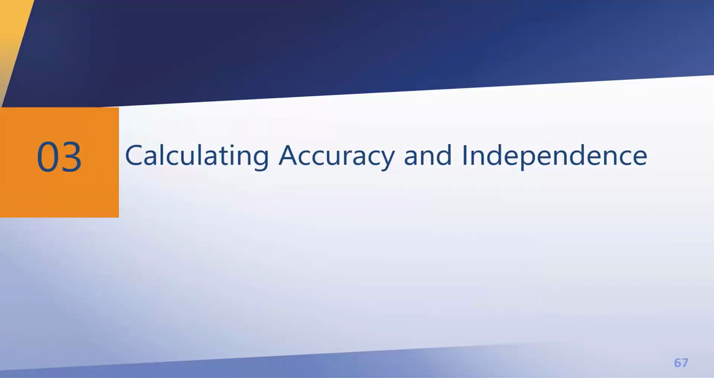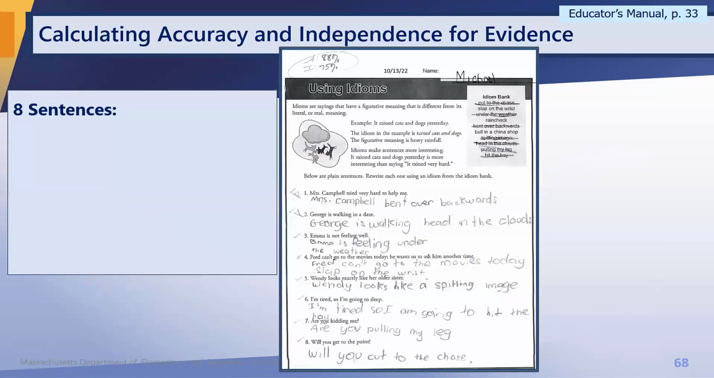All right. So now we're going to talk about calculating accuracy and independence for the evidence. And I think that it's not so much the accuracy because it's either right or wrong, and for the entry points, but what we need is the independence.